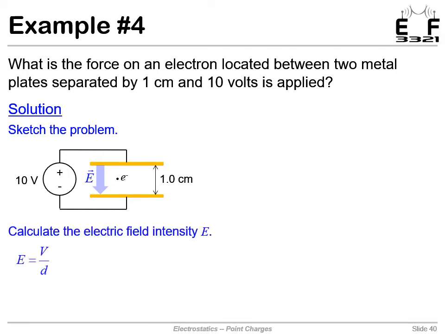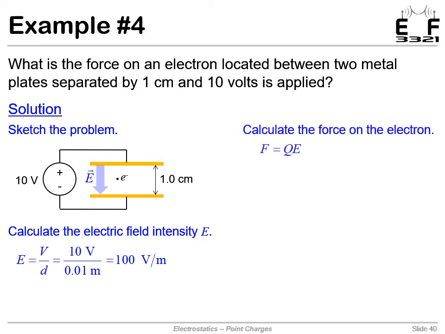So the electric field between the plates, and this is something we'll actually talk about later, but for now, the electric field is voltage divided by the separation between the plates. So it's 10 volts divided by the separation of 0.01 meters or 1 centimeter. And we end up with an electric field of 100 volts per meter. Now that we have the electric field intensity, we can calculate the force on that electron because we know the charge of an electron.